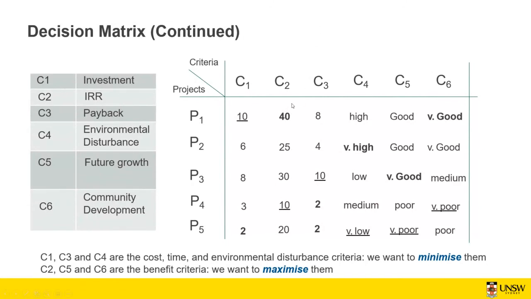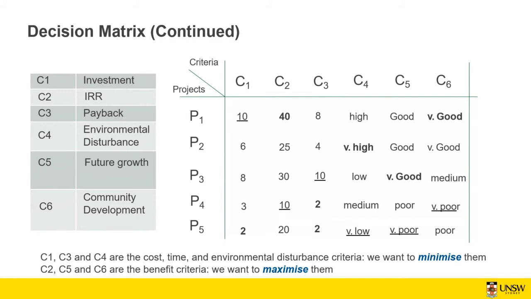For example, for C2, which is the opposite case, you want to increase your internal rate of return. So the highest number, which is 40, is preferred, so it is bold. And the lowest number, which is 10, is underlined because it gives you the lowest internal rate of return, which is not preferred.